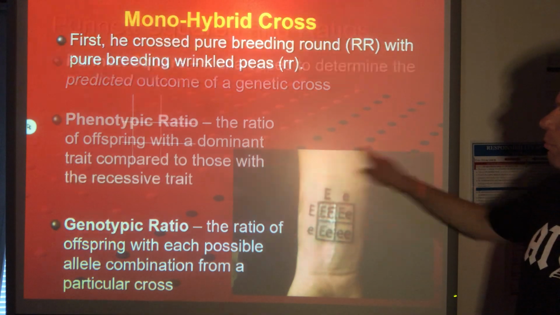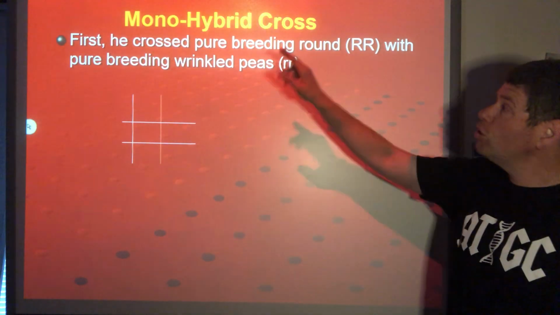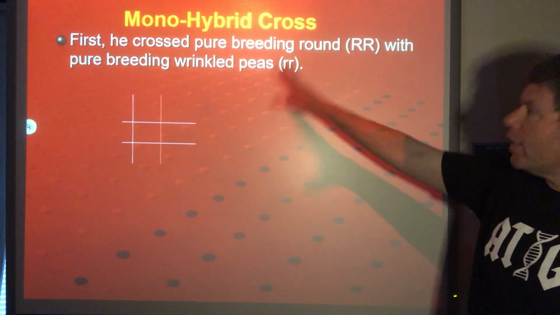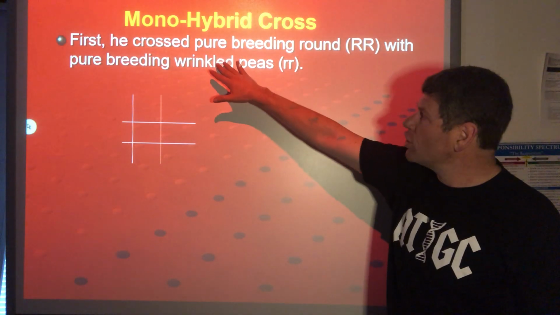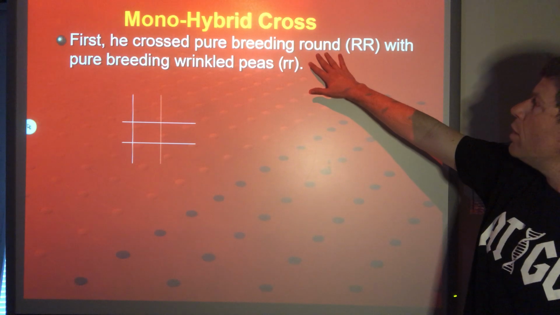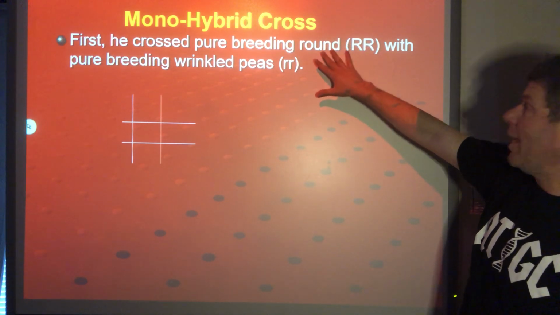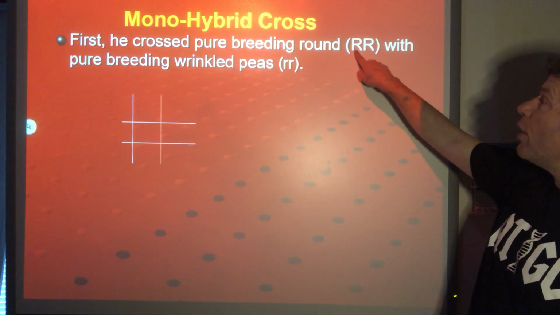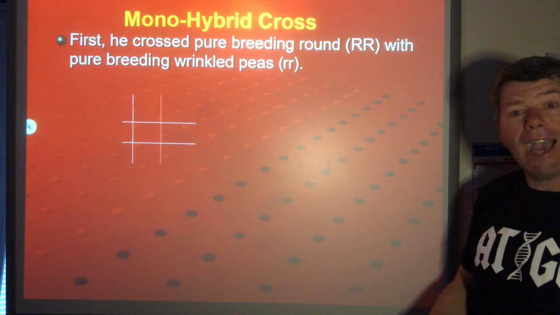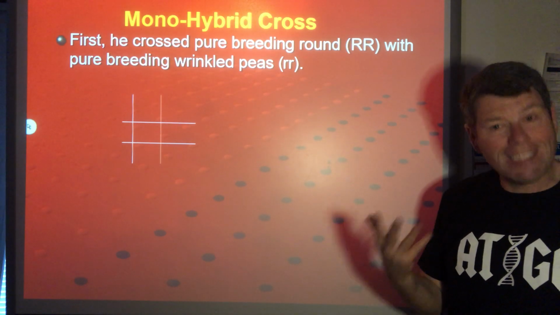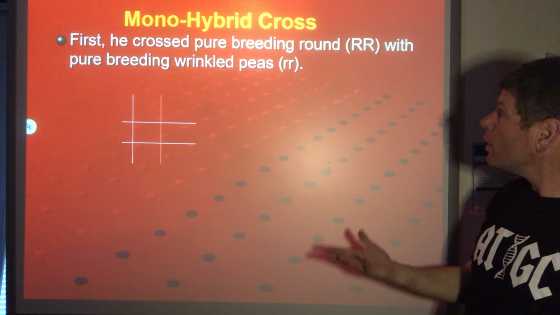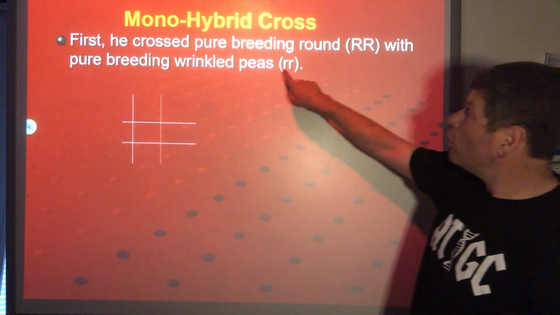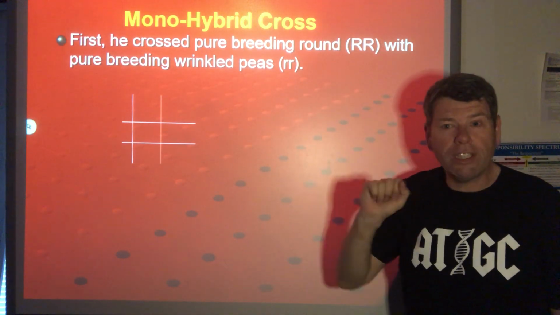So let's get into how to set up a Punnett square. When we set up a Punnett square, we're going to do monohybrids first. Monohybrids look at one trait. If we're talking about Mendel, maybe he first crossed pure breeding round pea plants, which produced nice smooth round peas. If they're pure breeding, they only carry the capital R for round seeds. And he crossed them with pure breeding wrinkled peas, which would only carry the recessive allele, the little r.